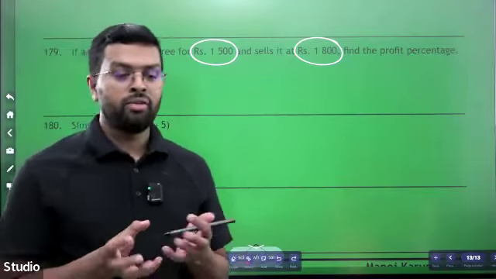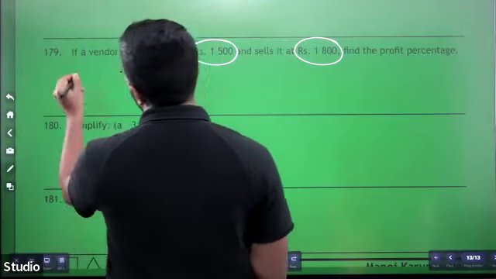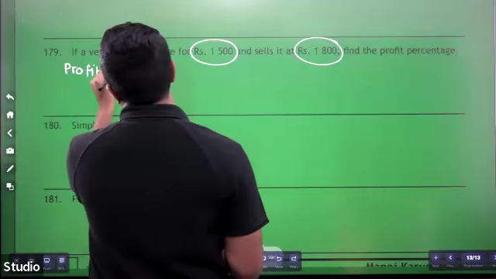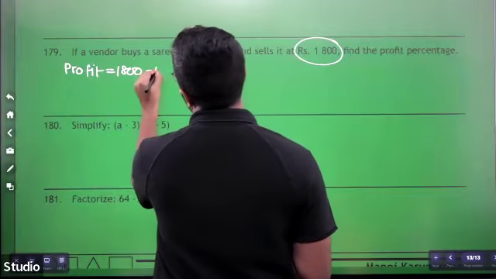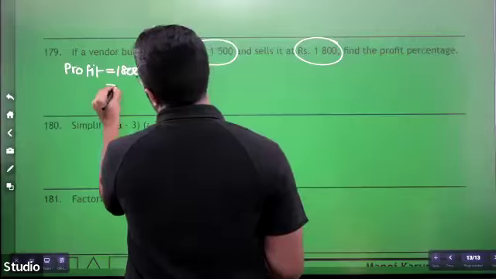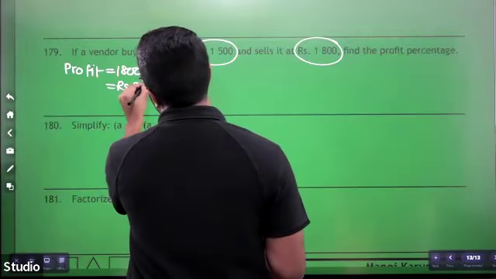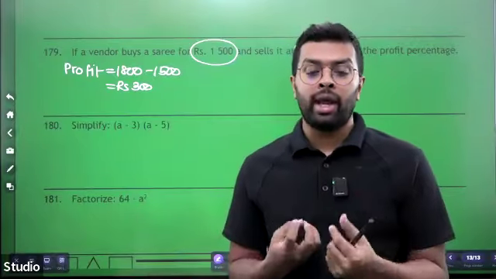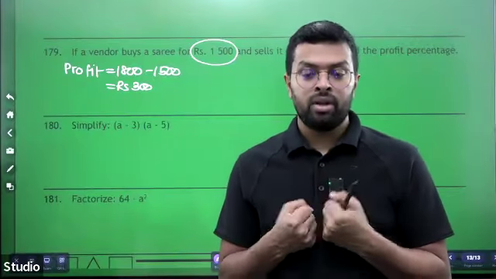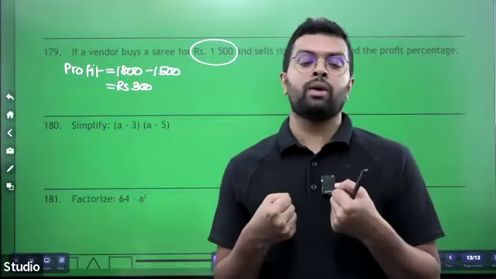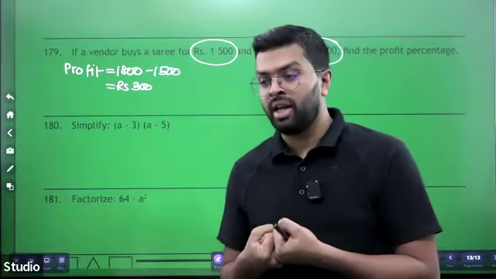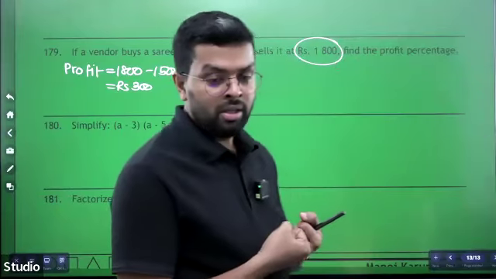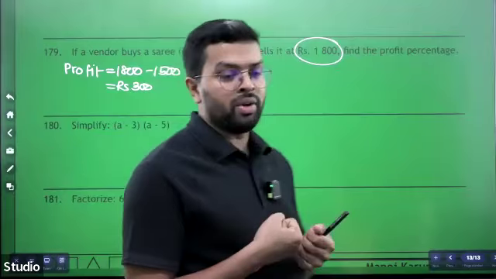So the profit from this business, the profit gain, is 1,800 minus 1,500. Profit is 300 rupees, right? Now the important thing is how to calculate the profit percentage. We have an equation to calculate profit percentage and loss percentage. If you can remember, we do have an equation.